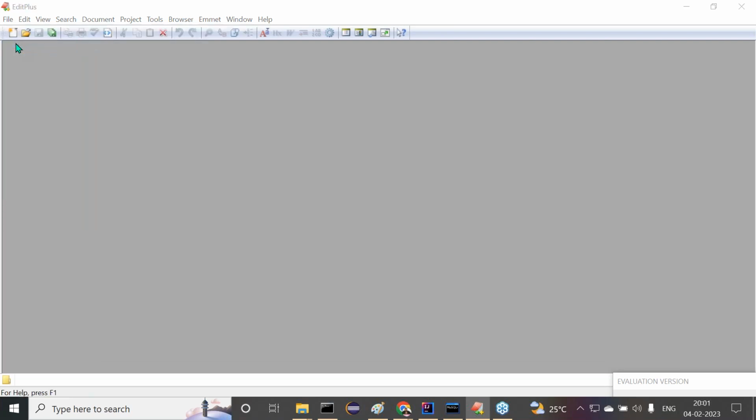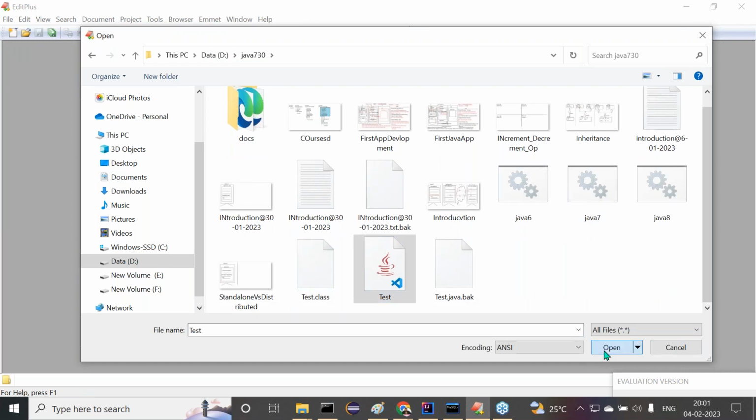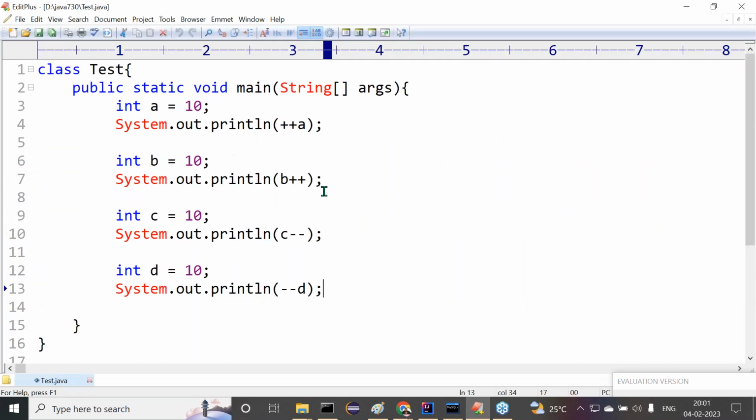File, I think we already prepared an example, right? Java 730, test.java. Right, sir. Then what outputs are we expecting here now? Tell me directly. What is the first output here? Plus plus k. That means 11. Okay, now.